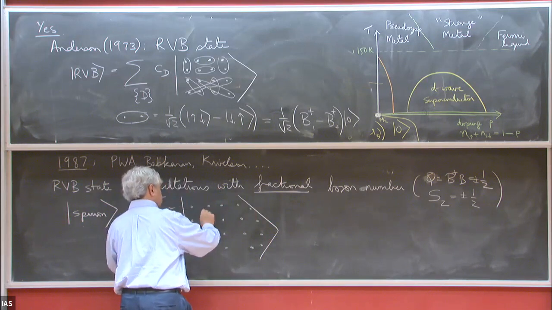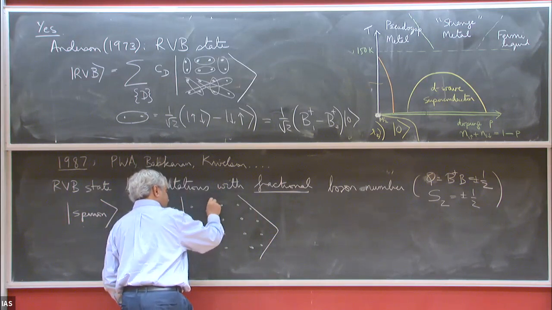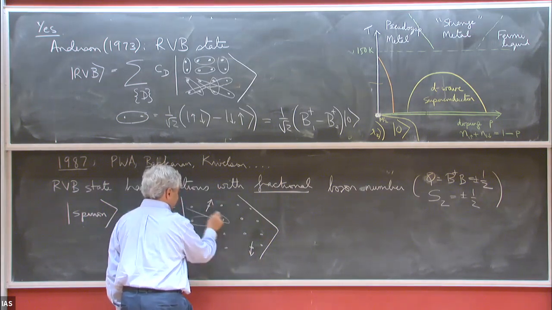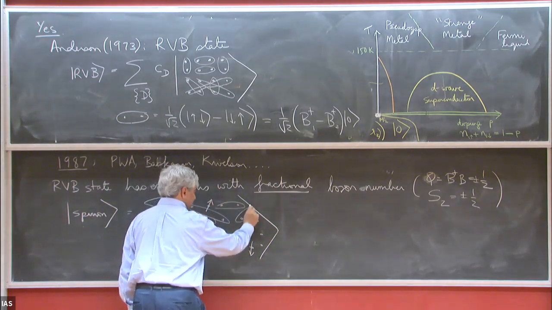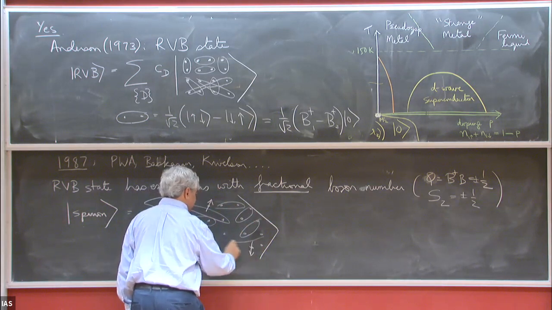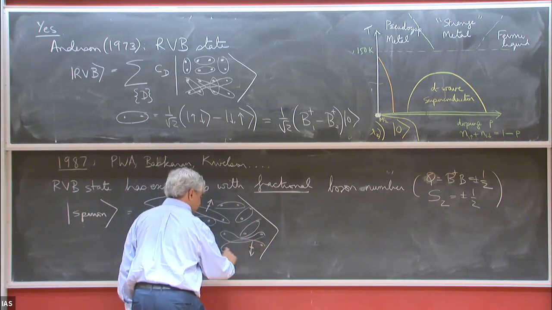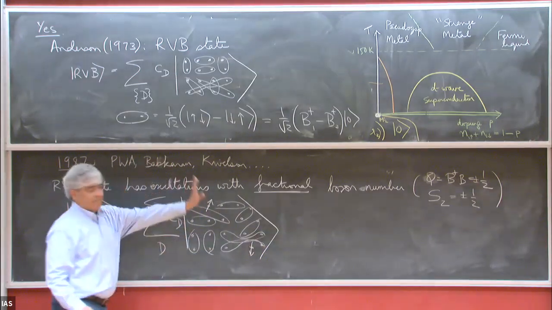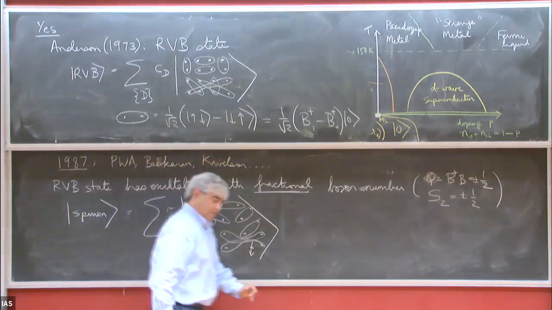Okay, where maybe you have a free spin here and a free spin over there, and the rest of them are bound in singlet. Well, this is some gap excitation to begin with. Okay, and there's many such terms.